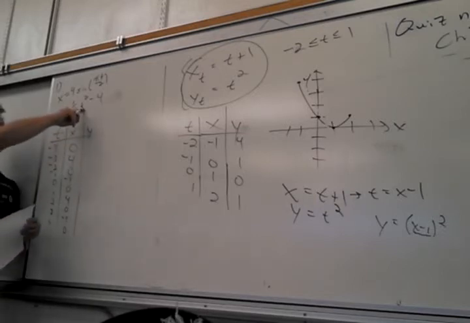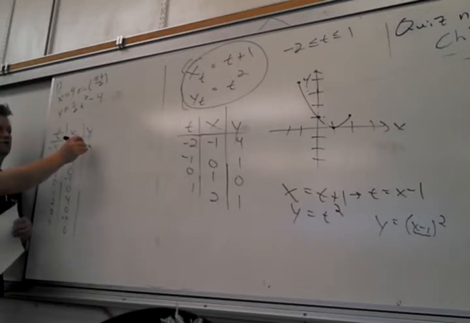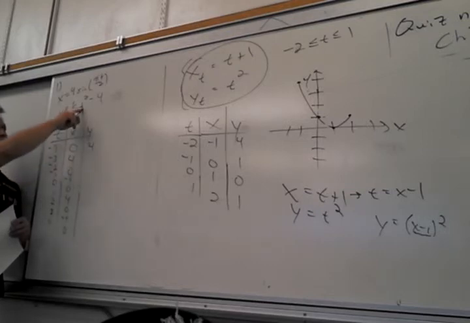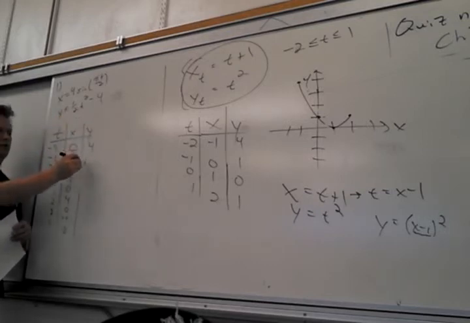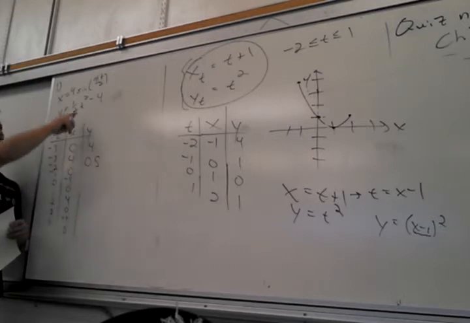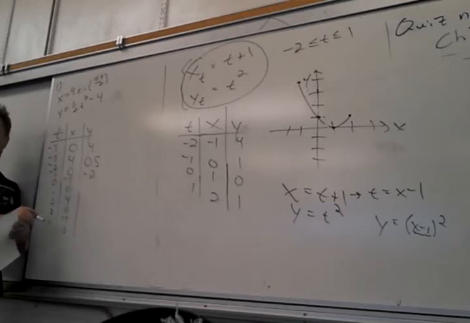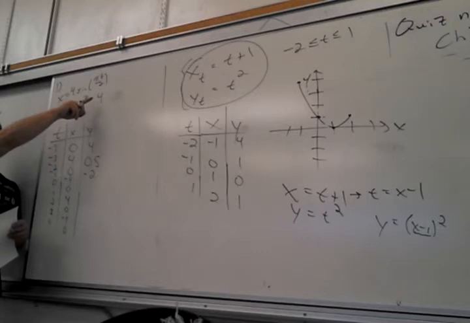When you plug a negative 4 in here, you get 16. Half of that is 8, minus 4 is 4. Plug in a negative 3. 0.5, right? Is everybody with me? Plug in a negative 2. Half of 4 is 2, minus 4 is negative 2. So plug in a negative 1. 1/2 minus 4.